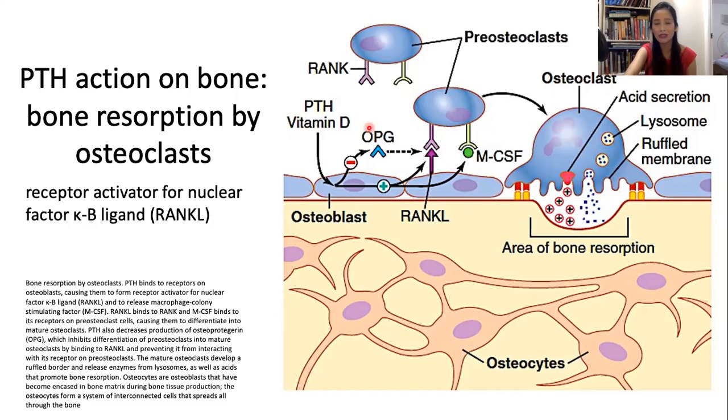So I forgot to mention that aside from the formation of RANKL and your MCSF, your PTH also inhibits your osteoprotegerin. Your osteoprotegerin is a substance that inhibits the maturation of your pre-osteoclast to your osteoclast. So once your PTH inhibits your osteoprotegerin, it now will help the maturation of your pre-osteoclast to osteoclast, and eventually to a mature osteoclast in order to facilitate bone resorption.